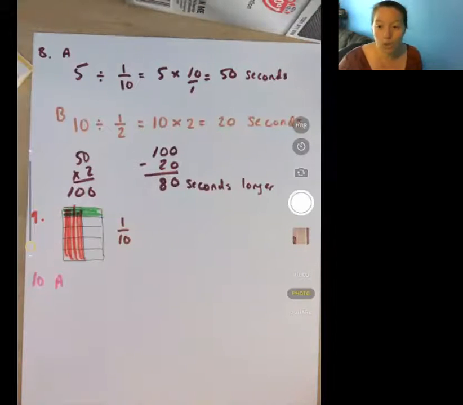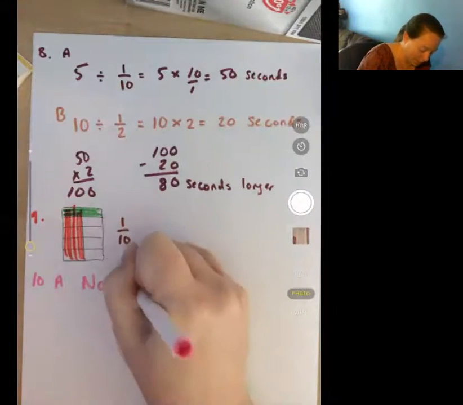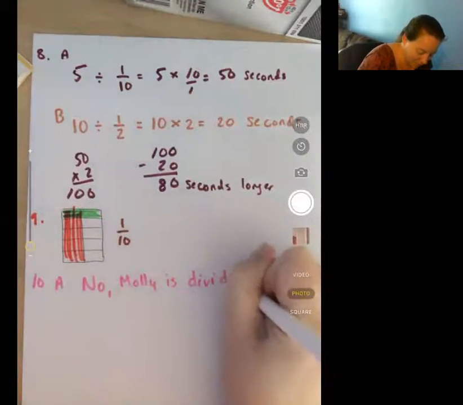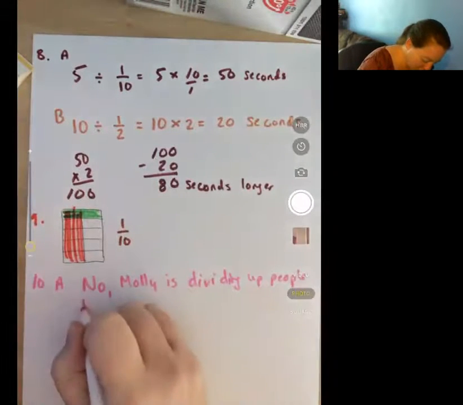Okay. No, I do not. You want to know why? Because Molly is dividing the people up to give to the cherries. The 2 is the people. We can't divide up the people to give them to the cherries. We can only divide up the cherries to give them to the people. So, do you agree with Molly's equation? No. Molly is dividing up people to give to cherries.